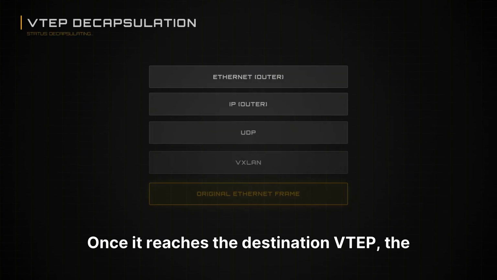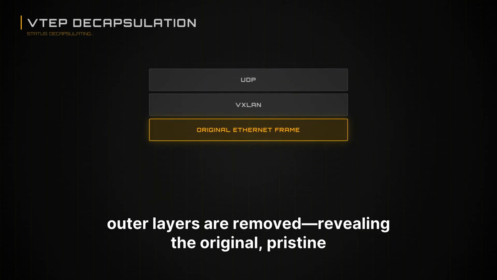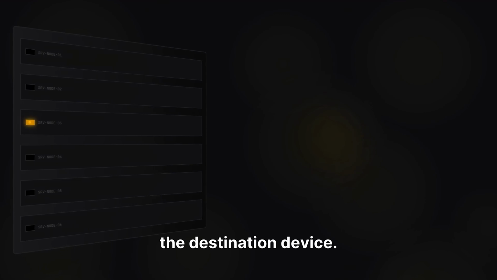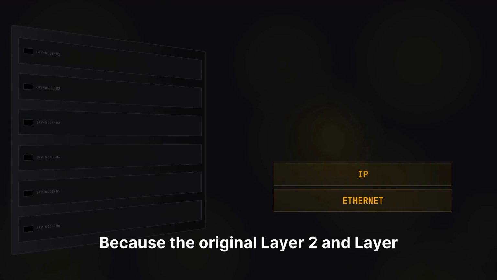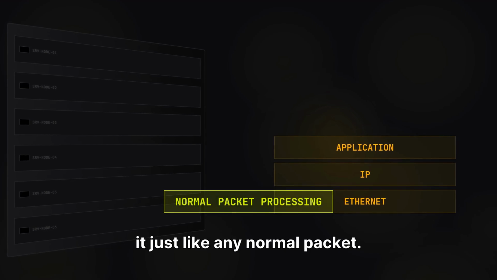Once it reaches the destination VTEP, the outer layers are removed, revealing the original pristine Ethernet frame to the receiving application. The restored Ethernet frame is forwarded to the destination device. Because the original Layer 2 and Layer 3 information was preserved, the host processes it just like any normal packet.